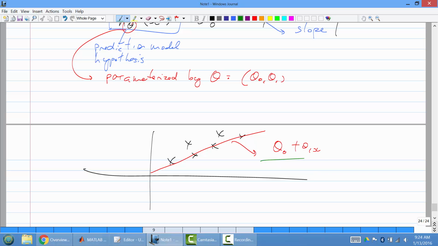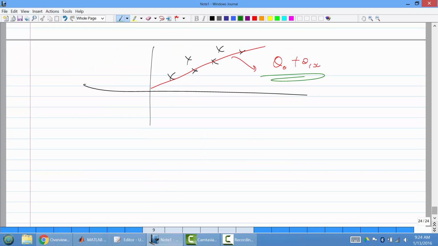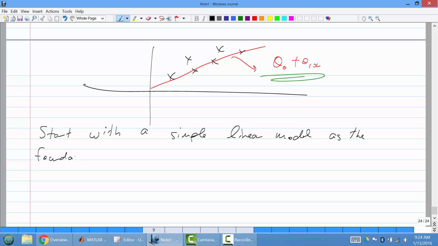We're going to start with a very simple linear model, and then we're going to ramp up our knowledge after this point. But the fundamentals that you learn from here will be a good basis to generalize to more advanced algorithms. So start with a simple linear model as the foundation for more complex models later in the course.